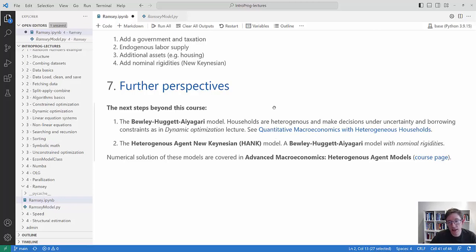It also, in this way, if you take a Bewley-Huggett-Aiyagari model and you add nominal rigidities to that, then you have what we call a HANK model, a heterogeneous agent New Keynesian model, which is something that we, for example, teach in advanced macroeconomics, heterogeneous agent models. There's a link to the course page here.